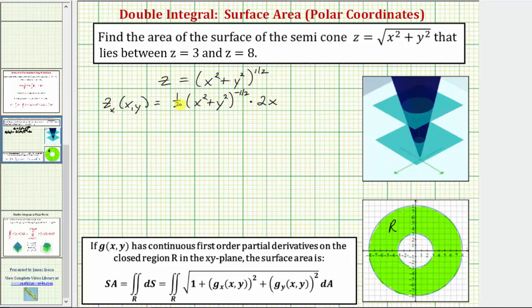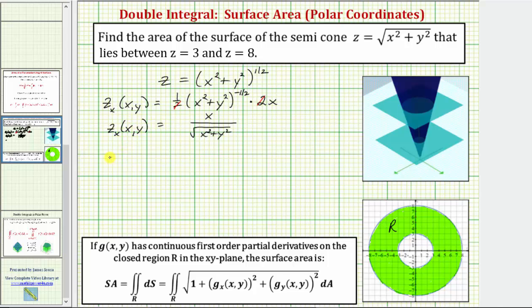Let's simplify this. 2 divided by 2 simplifies to 1. Let's write this as x divided by, let's move this down to the denominator, which will change the sign of the exponent, and also write it as a square root. So we have x divided by the square root of the quantity x squared plus y squared. Again, this is the partial with respect to x.